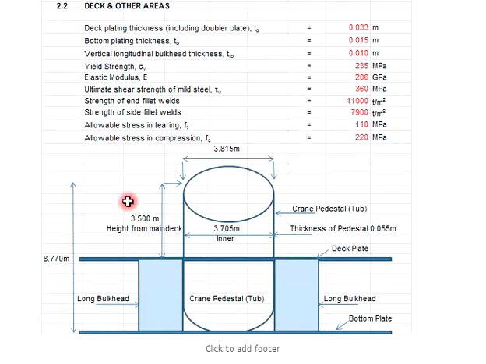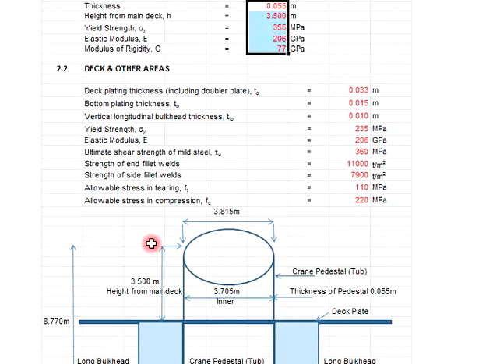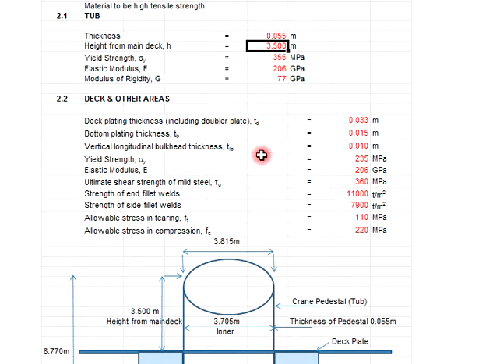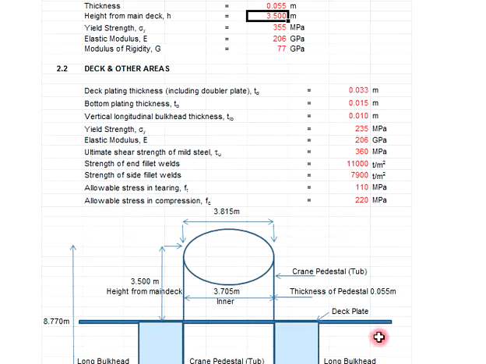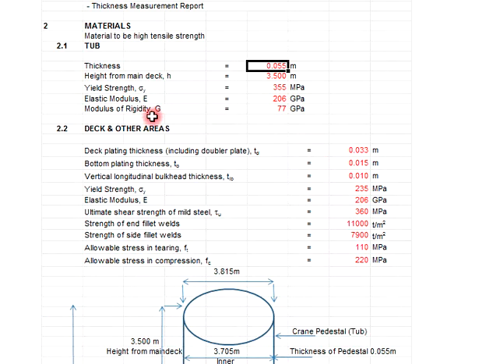You can see here from the drawing, right? The sketch drawing shows the height from the deck is 3.5, and the thickness is 0.055. This one is the material you are using, the high tensile strength EH36. EH36, this one 355 is the yield strength.